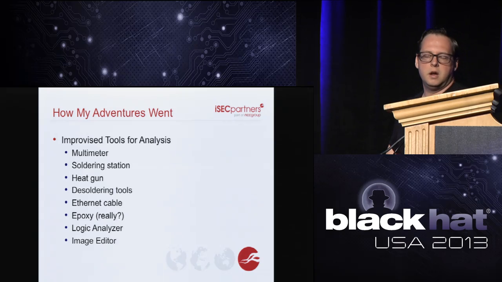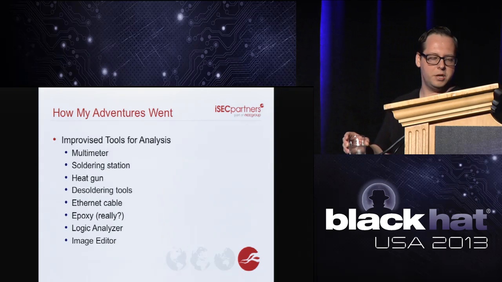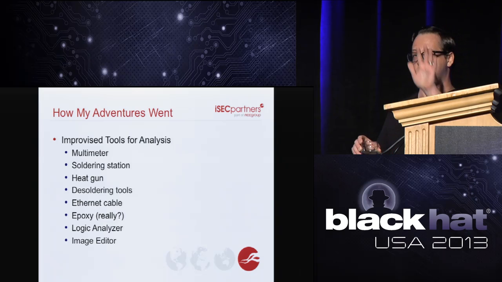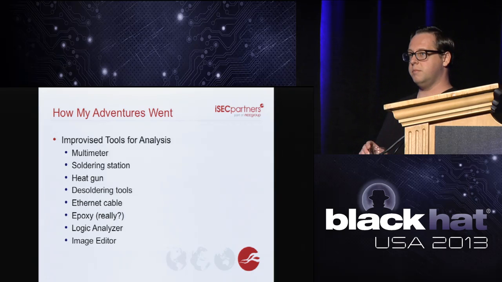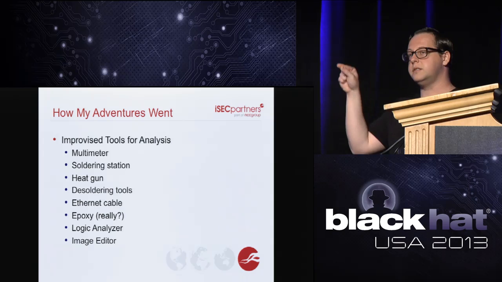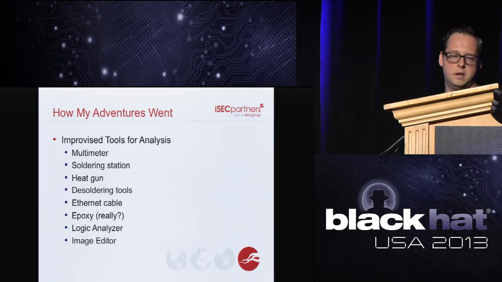And an image editor. I use GIMP because it's free, but you can use anything. This is great for taking an image of the board and an image of the other side of the board, and then comparing them in the image editor by flipping and watching where leads go. So this is a really great way to reverse engineer.